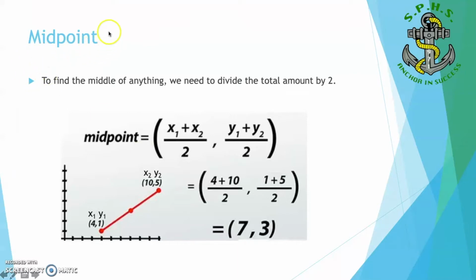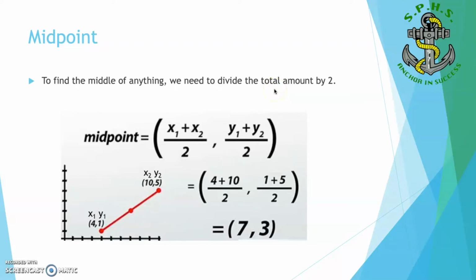Midpoint. The word midpoint, just as it sounds, mid means middle. We are finding the middle between 2 points. To find the middle of anything, essentially, the first thing we need to do is find the total, and then we can divide it by 2.